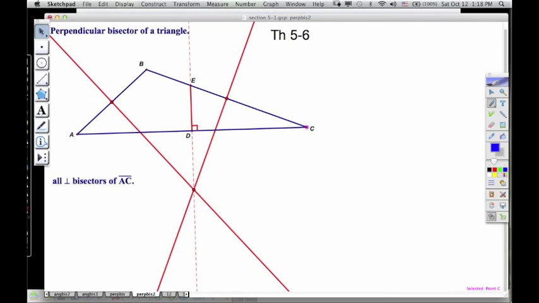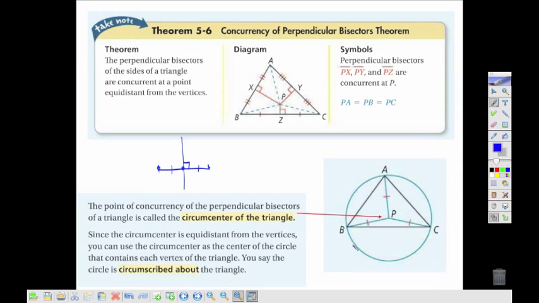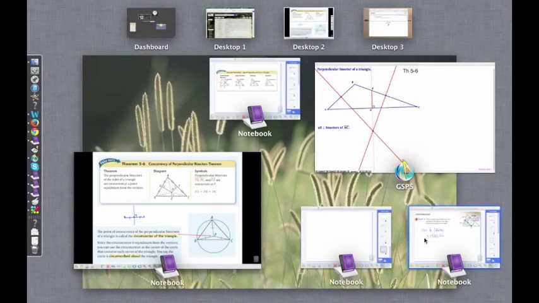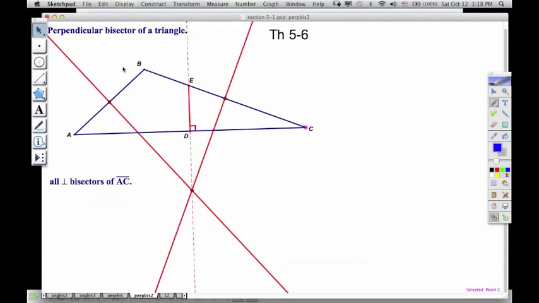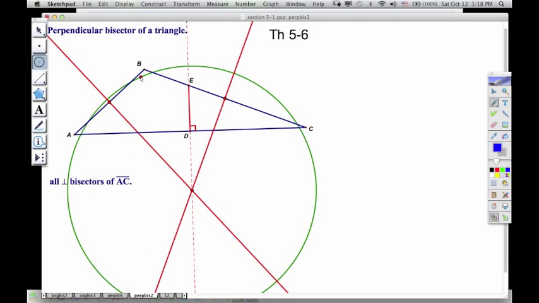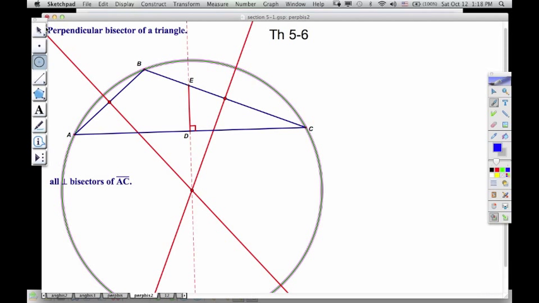And this is a special point. This special point is called the circumcenter of the triangle. This is where the perpendicular bisectors meet. Now there's something else that's interesting about these perpendicular bisectors. If I were to draw a circle from that point of concurrency, that circumcenter, and I go to any one of the points on my triangle, it's going to be the same.